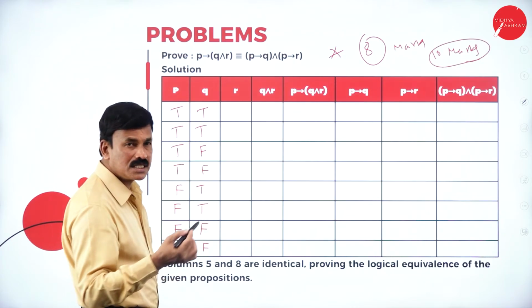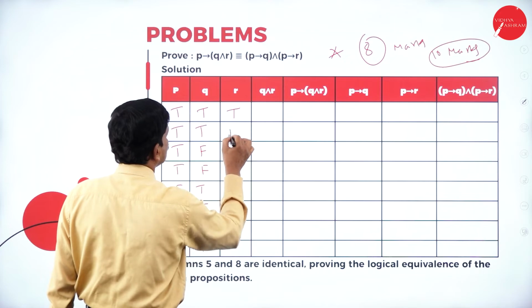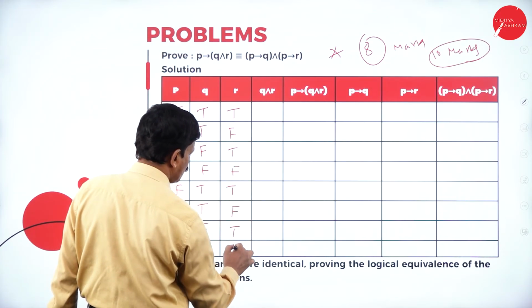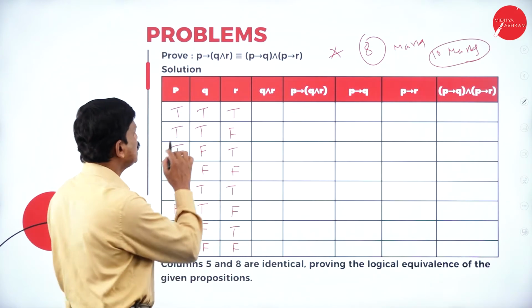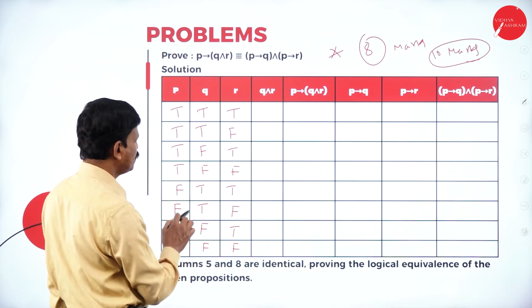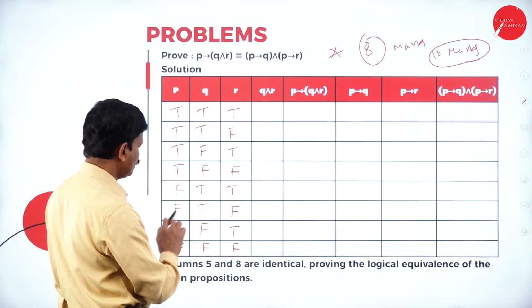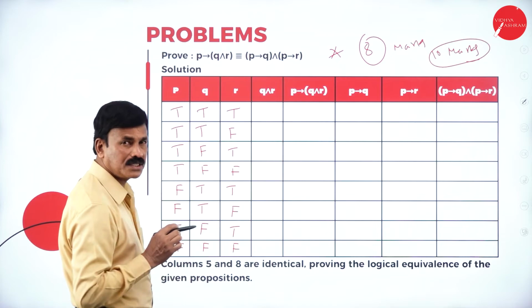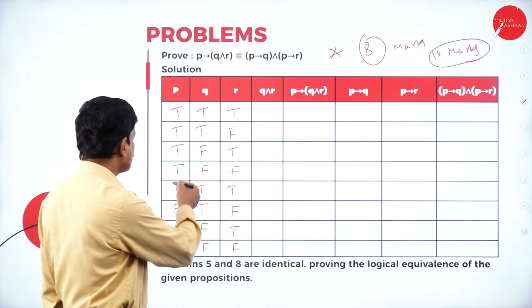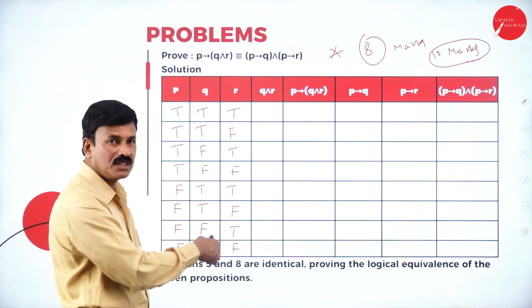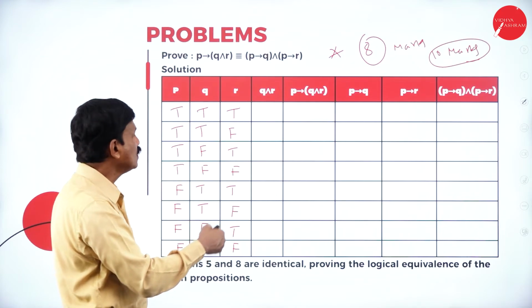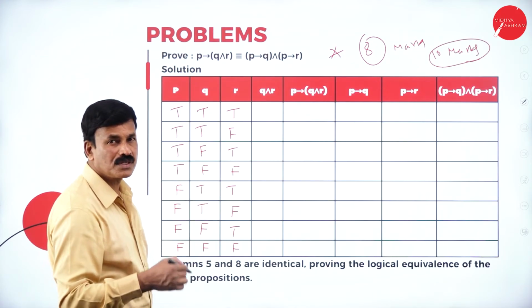For R, it is alternating true and false. True, false, true, false, true, false, true, false. These are the combinations: TTT, TTF, TFT, TFF, FTT, FTF, FFT, FFF. Right. So, the easiest method to remember this is: first four are T, remaining four are F. Again, two by two alternate: TT, FF, TT, FF. Then alternating true, false, true, false, like that.